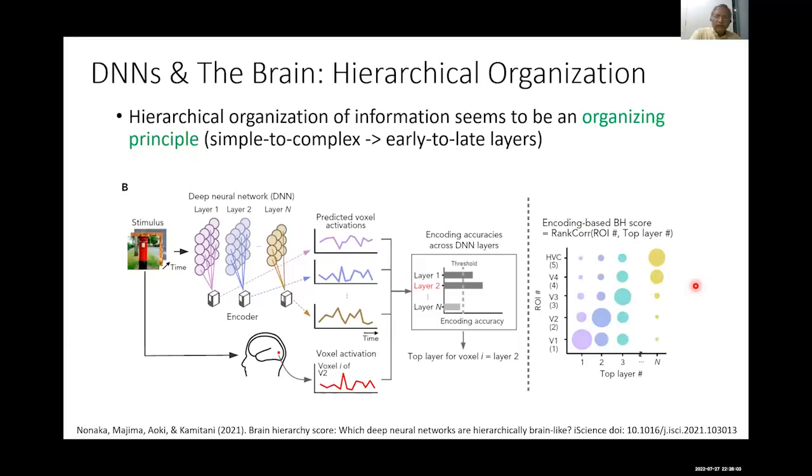And you also get a similar thing in the other effort, where you use voxel information to predict layer activations, using these ROI responses, and you get a distribution of these rank correlations which correspond to the BH score.